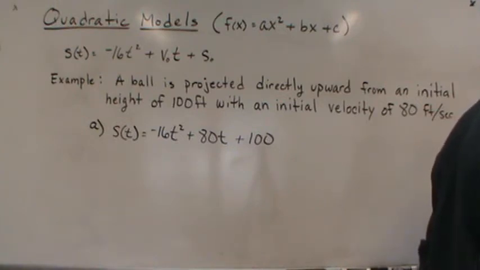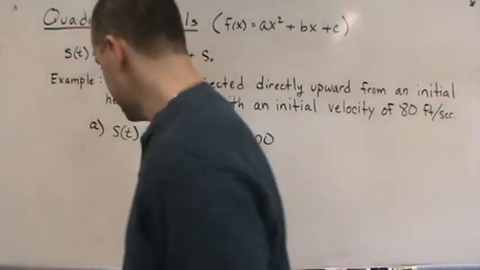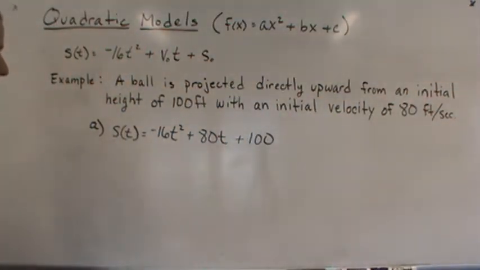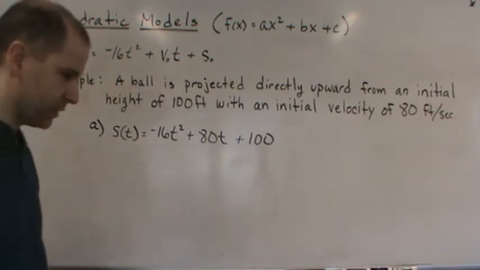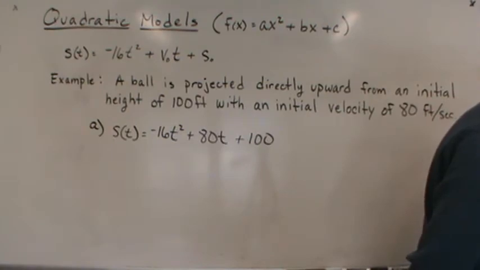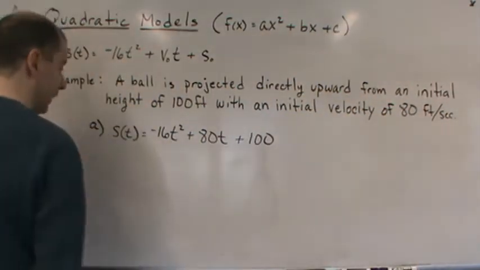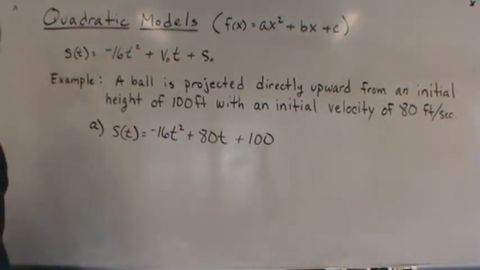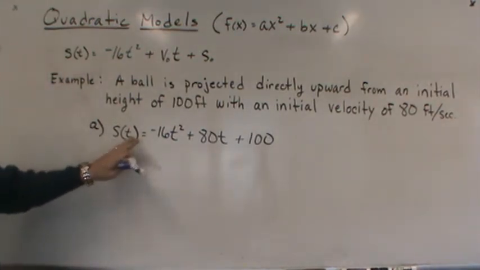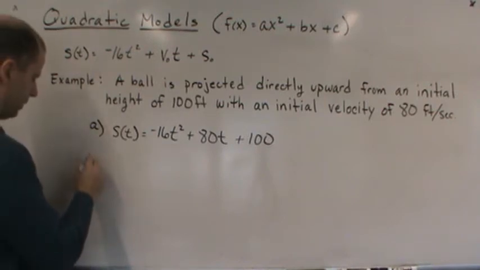Okay, after how many seconds does the ball reach its maximum height? And what is the maximum height? Okay, so that means they want us to find the vertex, in other words, right? So if you find the vertex of the graph of this equation, this function, then we will be able to answer both of those questions. Okay, so how do we do that?